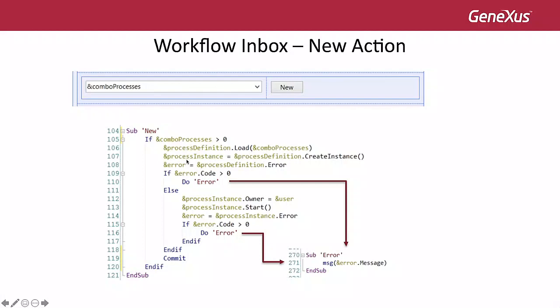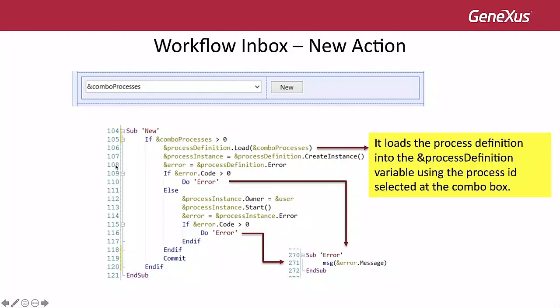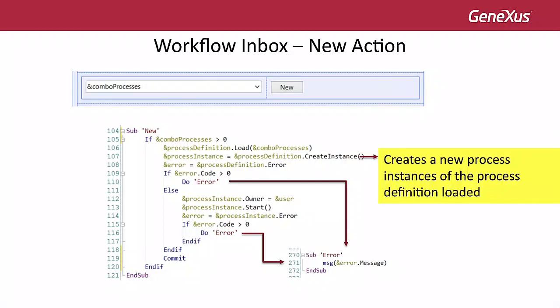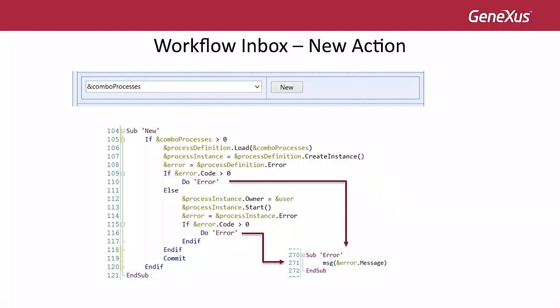After we have loaded the process definition data type, we are going to use the method create instance of this process definition. This method will create a new process instance, and that will be assigned to the workflow process instance data type variable. It's very important to check if there's an error every time we execute a method, to control the errors and take actions in case of error.